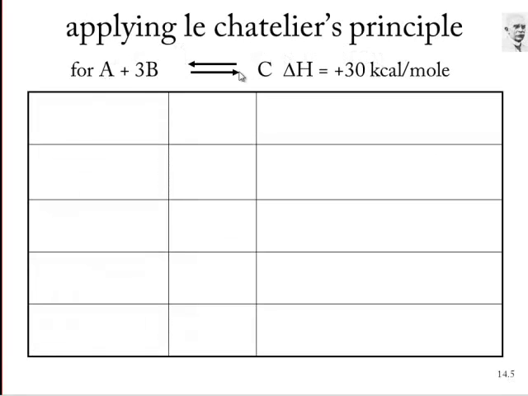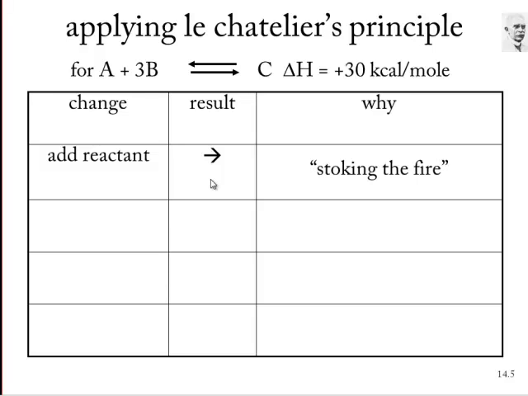Imagine A and B is turning into C. It's a little bit endothermic, so it needs a little bit of heat to proceed, and it's not a one-to-one ratio of reactants. Let's imagine what would happen if we added some reactant, A or B. What should that do? That should push the reaction forward, most people would just think intuitively, and they'd be right. A great analogy is a wood fire. It'd be like adding wood to a fire, or maybe adding oxygen to a fire. You're stoking it.